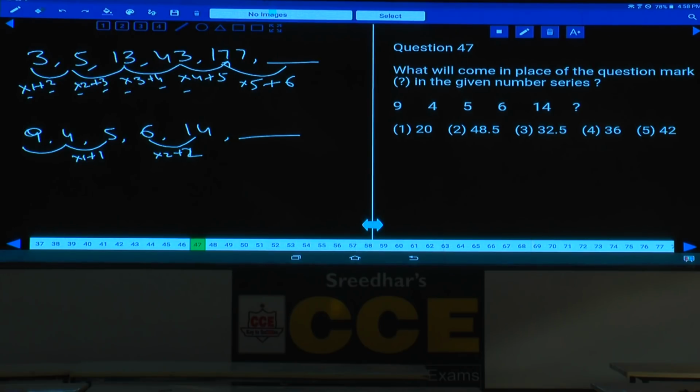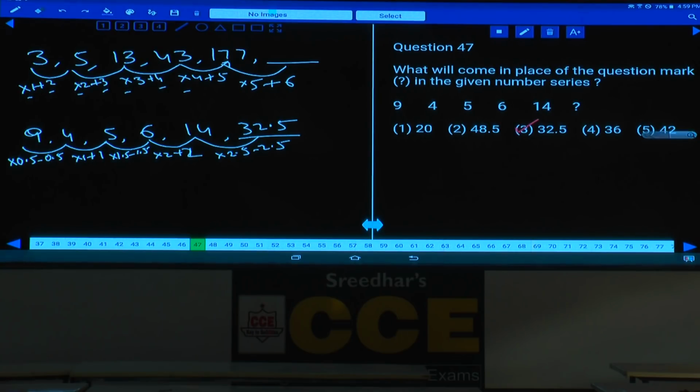As the number decreased, it must be either into 0.5 or into 1. If you write it as 0.5, 9 into 0.5 is 4.5, minus 4.5. Into 0.5 minus 0.5. Into 1 plus 1, next one must be how much? Into 1.5 minus 1.5. Check out whether it is valid or not. 5 into 1.5 is 7.5 minus 1.5 is 6. And next one should be how much? 14 into 2.5 minus 2.5. 14 into 2.5, 35. 35 minus 2.5, 32.5. Now this 32.5 is given in choice 3.